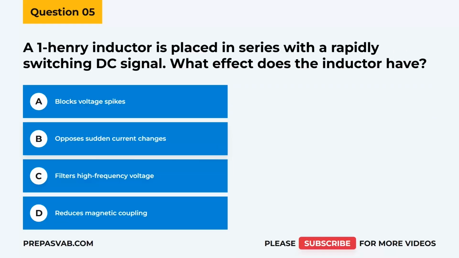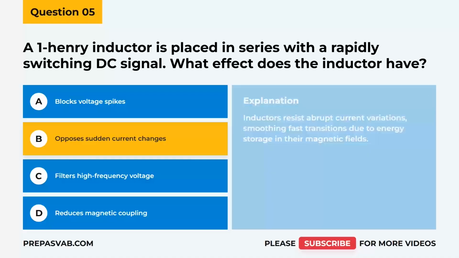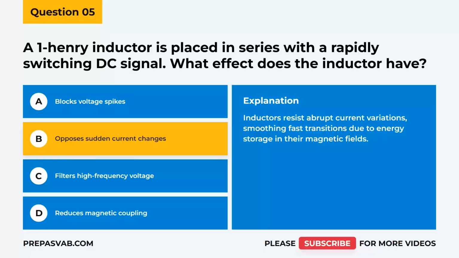Question 5. A 1 Henry inductor is placed in series with a rapidly switching DC signal. What effect does the inductor have? A. Blocks voltage spikes. B. Opposes sudden current changes. C. Filters high-frequency voltage. D. Reduces magnetic coupling. The correct answer is B. Opposes sudden current changes. Inductors resist abrupt current variations, smoothing fast transitions due to energy storage in their magnetic fields.